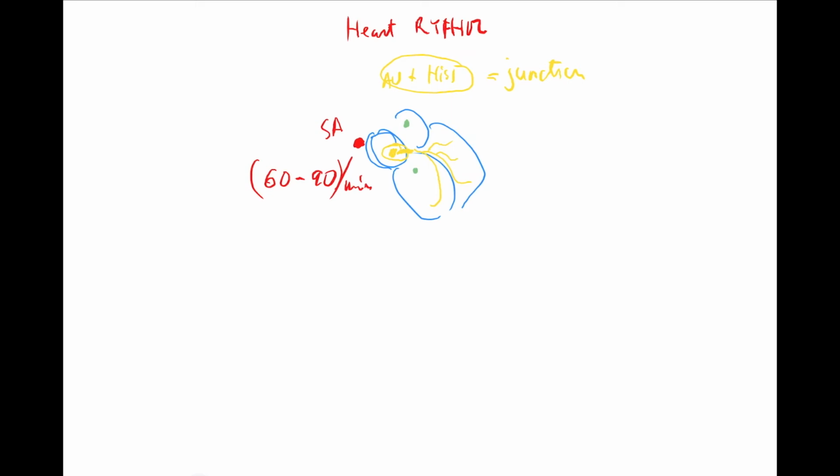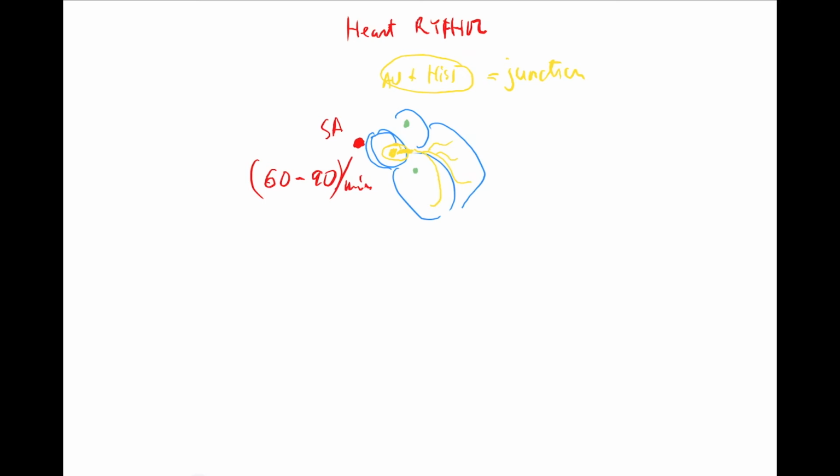And still, if you would destroy the AV node, so SA node and AV node would be destroyed, then you should expect some cells from the ventricles to take over, which have a frequency like 30 till 40. Okay? So very slow beat. But remember from this already, if an old person comes to you and he has a beat of 40, no, he's not a marathon runner.